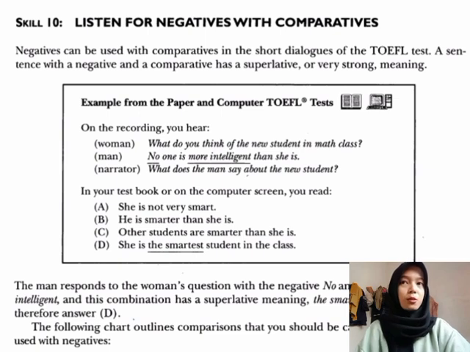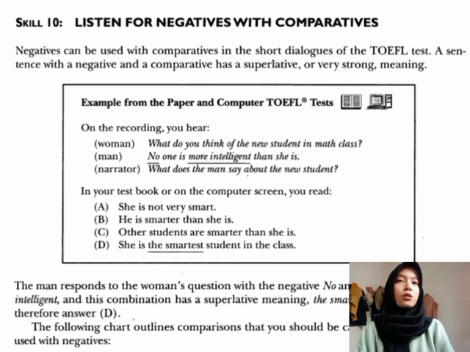Okay, now it's my turn to explain skill 10, which is to listen for negatives with comparatives. It means that in one sentence there is a negative and also a comparative. After the negative there is a comparative. A comparative is when we compare something between two things, for example between two nouns. And when we find one sentence with a negative and a comparative, the meaning is very strong and it has a superlative and powerful meaning.